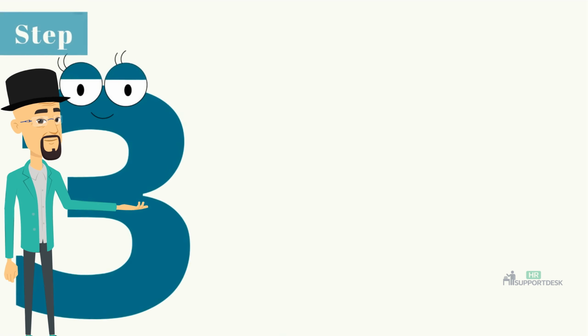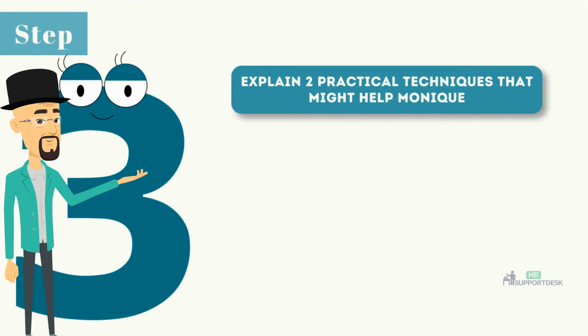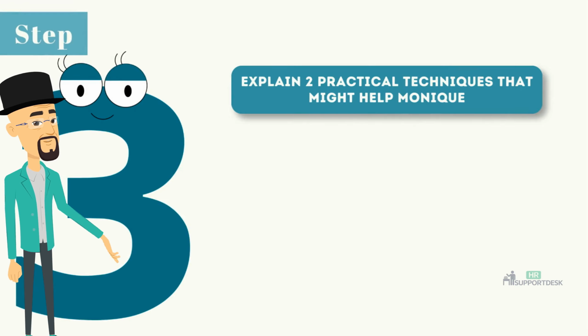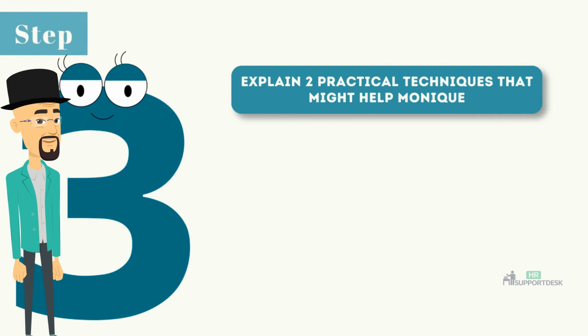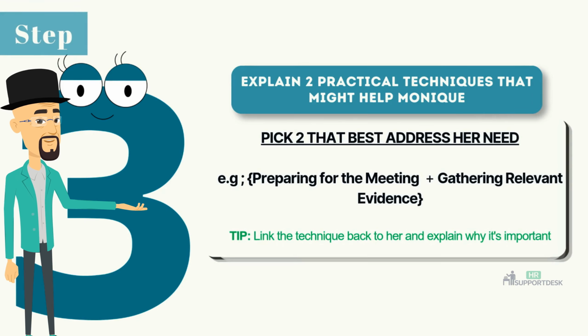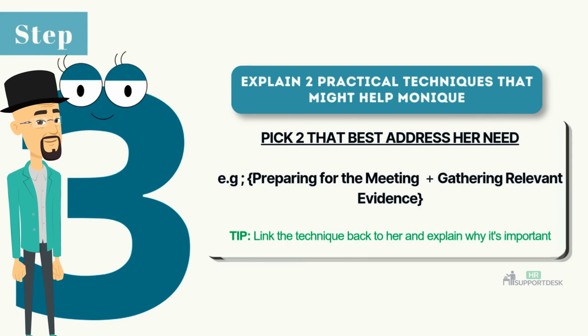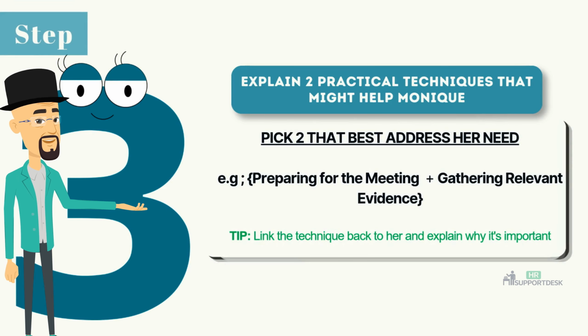Moving right along to step 3, the second part of the question asks you to recommend 2 practical techniques or pieces of advice for Monique. Rather than simply listing communication techniques, choose those that best address her lack of confidence and explain how each one would help her communicate in an informed, clear, and confident way.